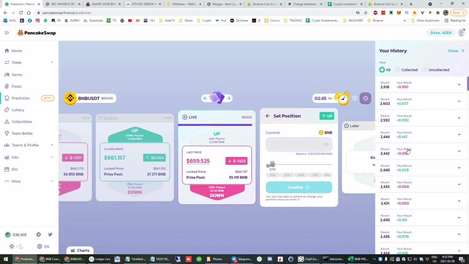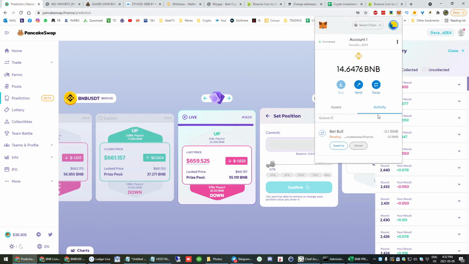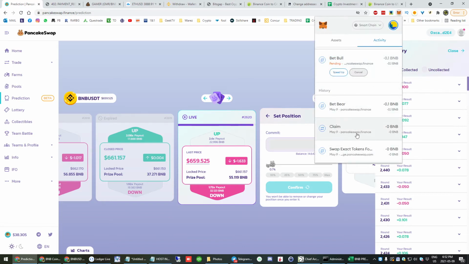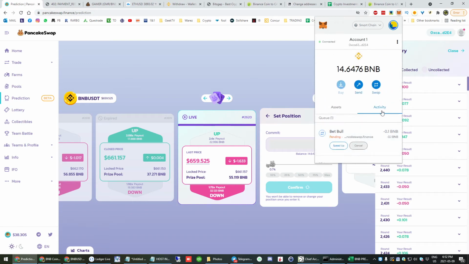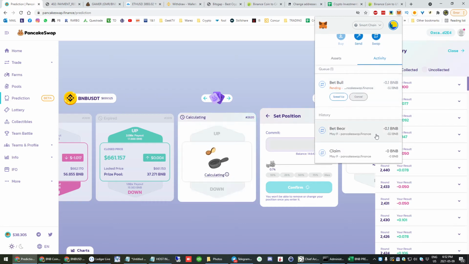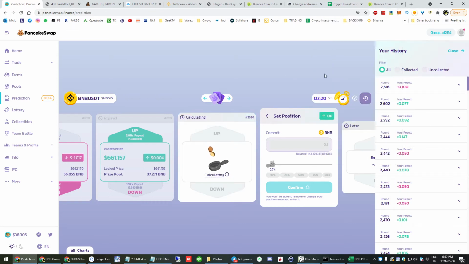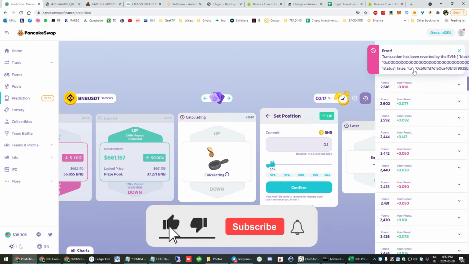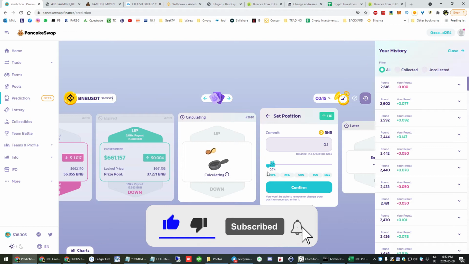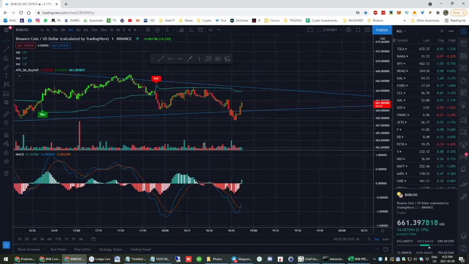Another thing is that sometimes what happens is your transactions get bogged up. So what you want to do is look at your MetaMask, and you want to look at activity. If you have a lot of transactions pending here, this is considering you have a MetaMask wallet, you want to cancel any pending transactions that you have, so that the next one that you put in can go through. So it basically gets stuck in a queue, right? So yeah, I wanted to mention that. I'll see. So it failed, so I'm gonna have to wait until the next round to get in on that position. But let's take a look at the chart and see what it's doing.